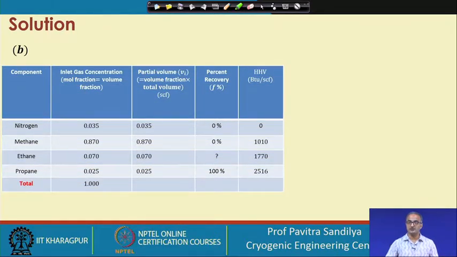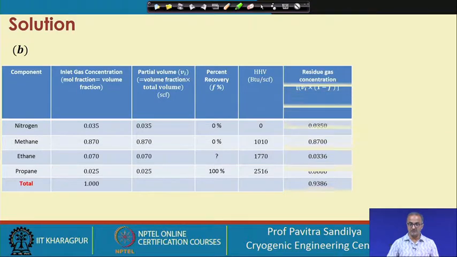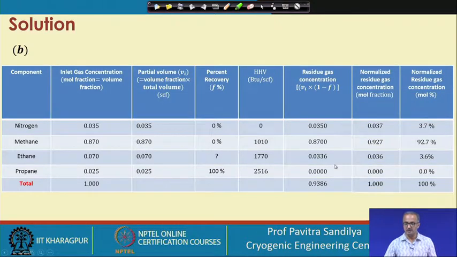Now, the next part of the question was to find out the composition of the residual gas. So, in this case we again recalculate the residual gas quantity from this particular formula, Vi into 1 minus Fi. So, we are getting these values, and the total is about 0.9386. To find out the composition, we simply divide each of these values with this total, and we find that ultimately these will add up to 1, and in percentage we just multiply each of these with 100.